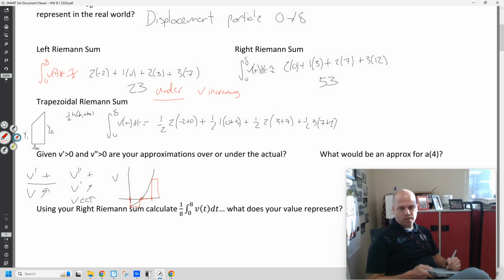Versus a right Riemann sum, which uses the y's on the right, it would be an over approximation. Why? Because the velocity is increasing. It's not because of the concavity. It has nothing to do with concavity.